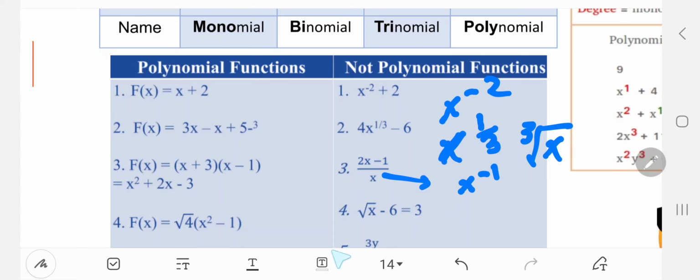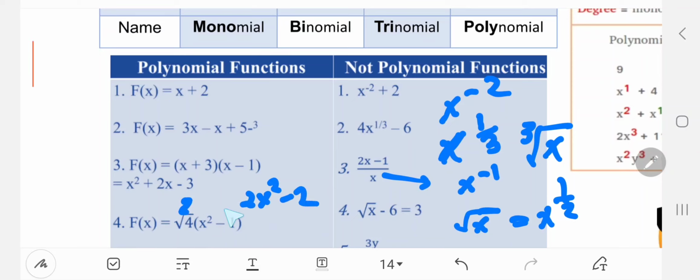Square root x, not polynomial. Why? Because the square root x is the same like x power half. And we said that whenever the power is a fraction or decimal, it is not polynomial. But these are all polynomials. How can we say that this is a polynomial? For example, square root 4 times x squared. What is square root 4? It's 2. So 2 times x squared, it is 2x squared minus 2, and so on.